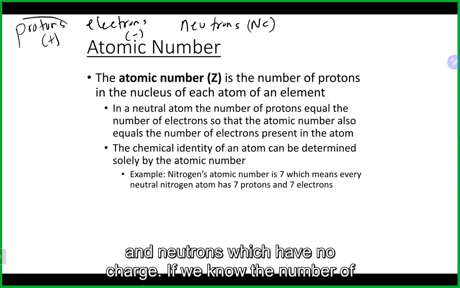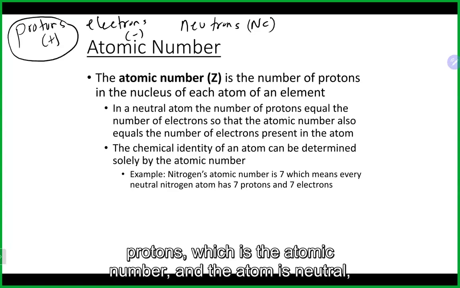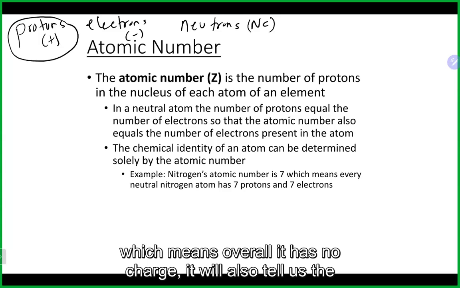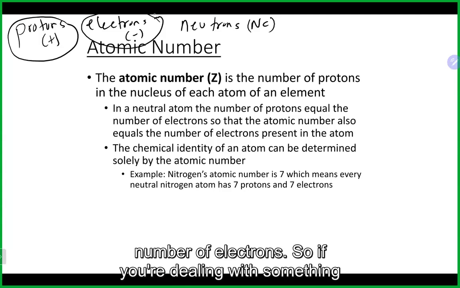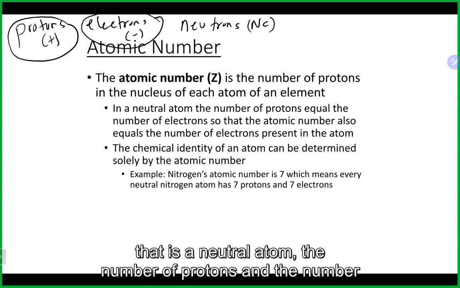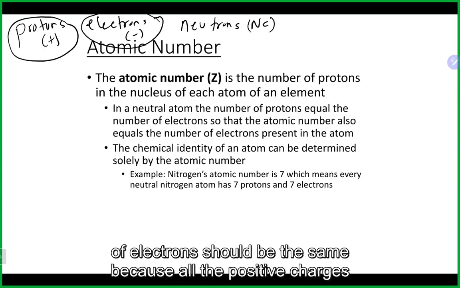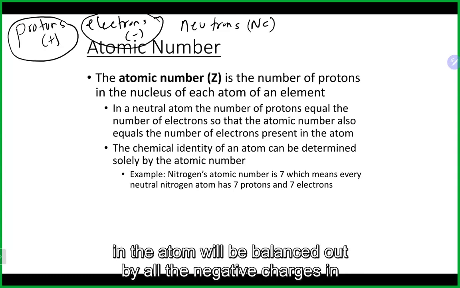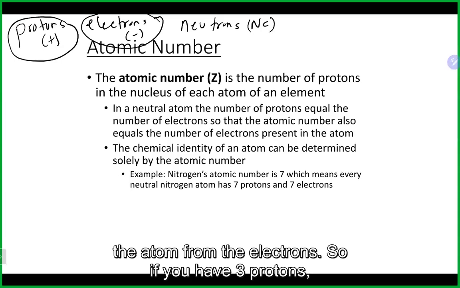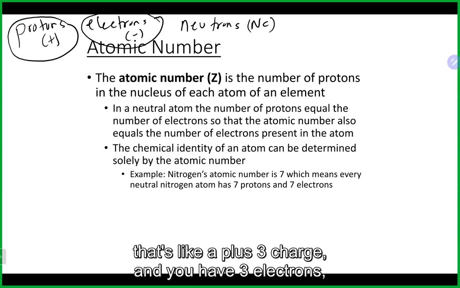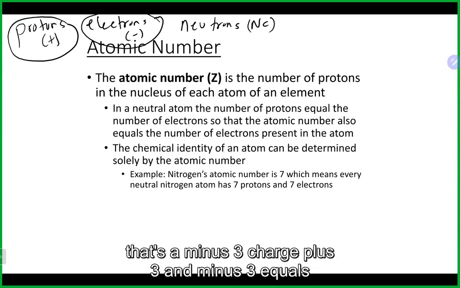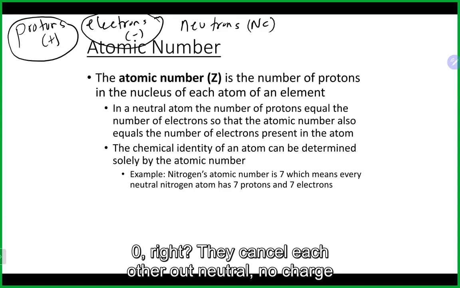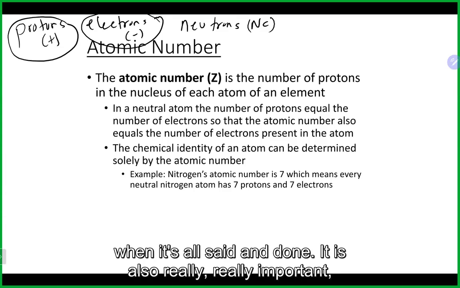If we know the number of protons, which is the atomic number, and the atom is neutral, which means overall it has no charge, it will also tell us the number of electrons. So if you're dealing with a neutral atom, the number of protons and the number of electrons should be the same, because all the positive charges in the atom will be balanced out by all the negative charges from the electrons. If you have 3 protons, that's a +3 charge, and you have 3 electrons, that's a -3 charge. +3 and -3 equals 0. They cancel each other out. Neutral, no charge when it's all said and done.